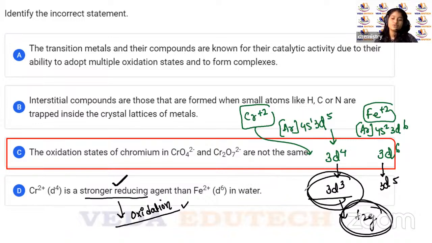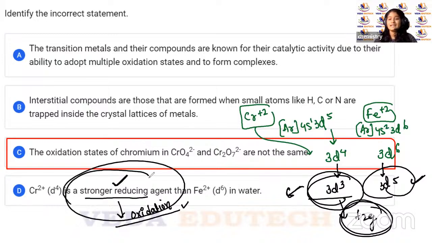Yes, so further also we can decrease a little bit from here, but from here it's difficult. Okay, from 3d3 you can make 3d2. But from here, making it is going to be difficult. That's why we say that this is a stronger reducing agent. Although this is T2G stable and this is d5 stable, from here we can remove a little bit easily as compared to this, right? Okay.